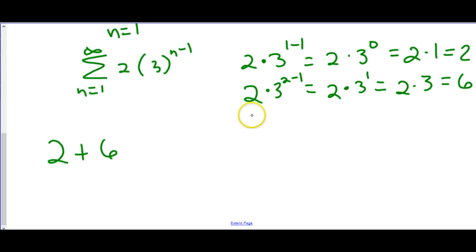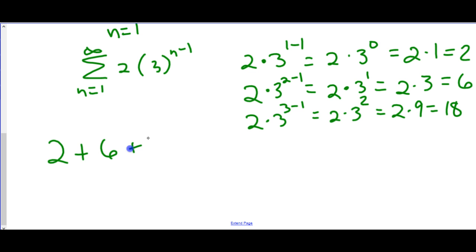Now I plug in 3, because we're looking at the third term. 3 minus 1 is 2. 3 squared is 9. 2 times 9 is 18. Now I could keep doing this and plug in 4 for the fourth term, plug in 5 for the fifth term. But I'm just going to put plus dot dot dot.